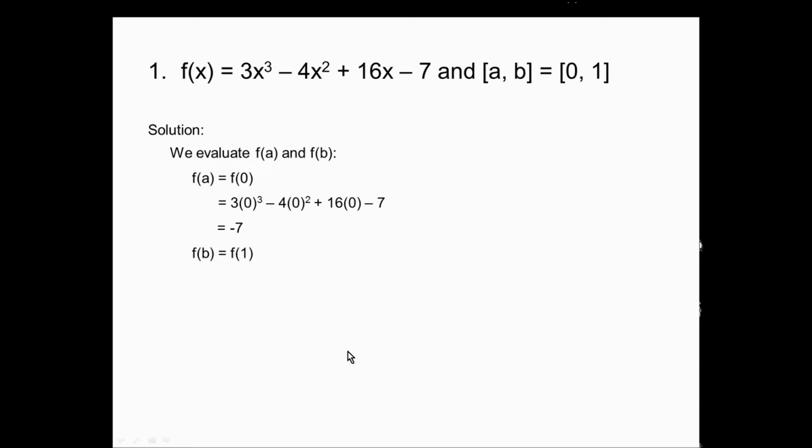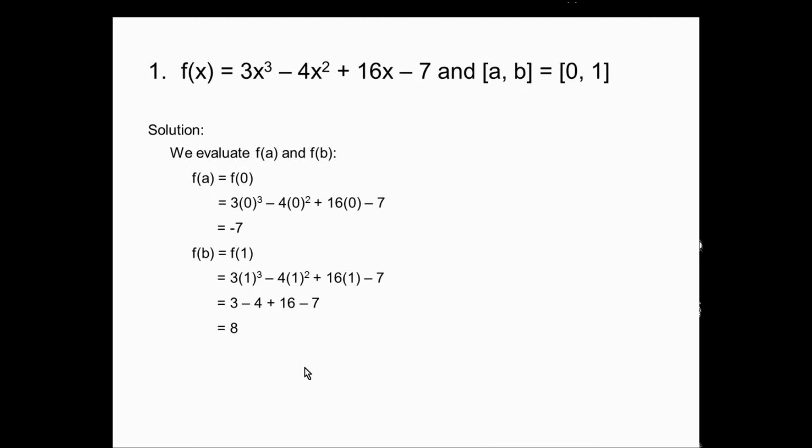Now evaluate f of b. f of b is going to be f of 1. So f of 1 is going to be 3 times 1 cubed minus 4 times 1 squared plus 16 times 1 minus 7. So you've got 3 minus 4 plus 16 minus 7. See, 3 minus 4 is negative 1. Negative 1 plus 16 is 15. 15 minus 7 is 8. So f of a and f of b have opposite signs. One is positive and one is negative.